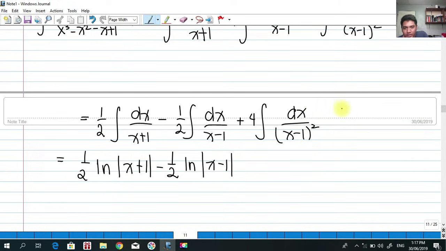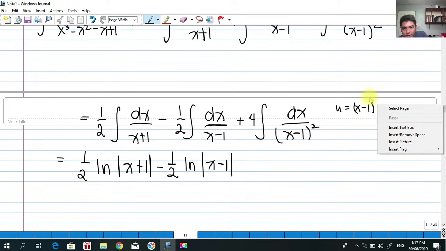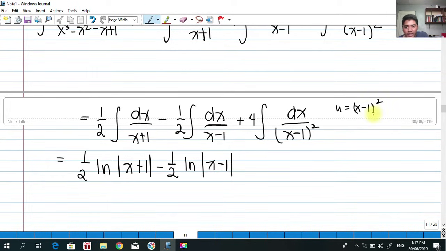So what are we going to do here is we let u equal x minus 1, simply. Then we get the derivative, du equal to dx. So we can substitute u here for the integral of du over u squared. To find the integral of this, we can bring it up, so we have u raised to negative 2 times du.